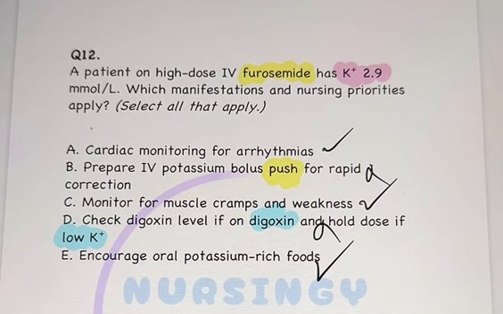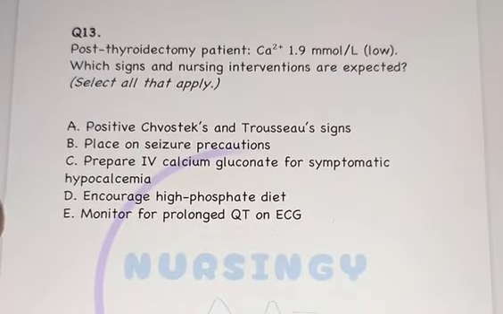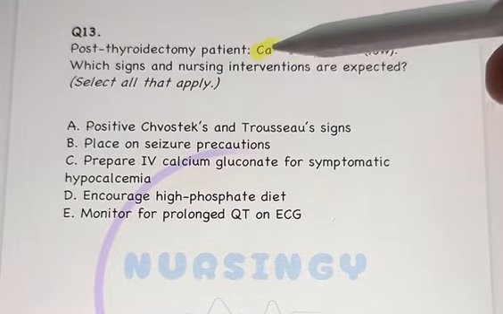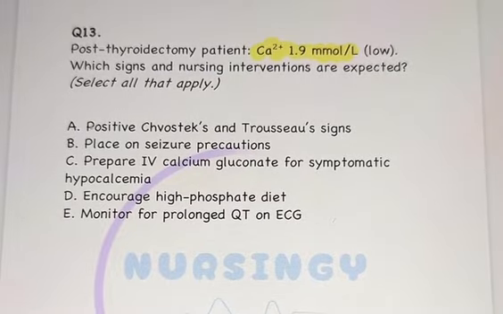You are seeing too much effect on the body. It's not the desired effect, it's more than desired. Righty. Okay, let's do question number 13. Post thyroidectomy patient calcium is 1.9 mmol per liter. What is the normal level of calcium, guys? Please do that. And which signs and nursing interventions are expected?